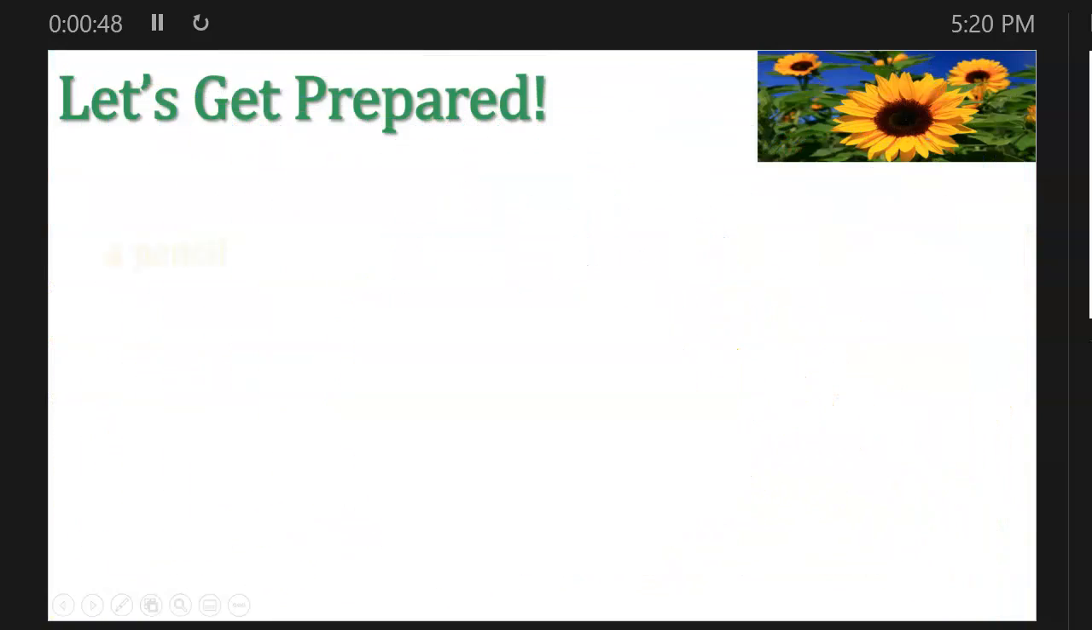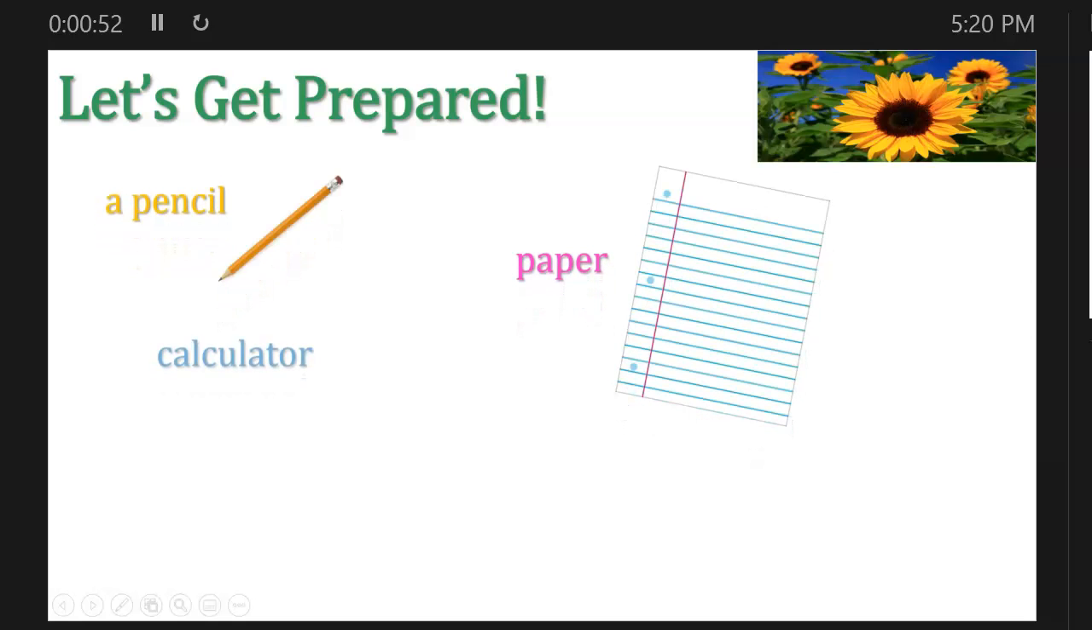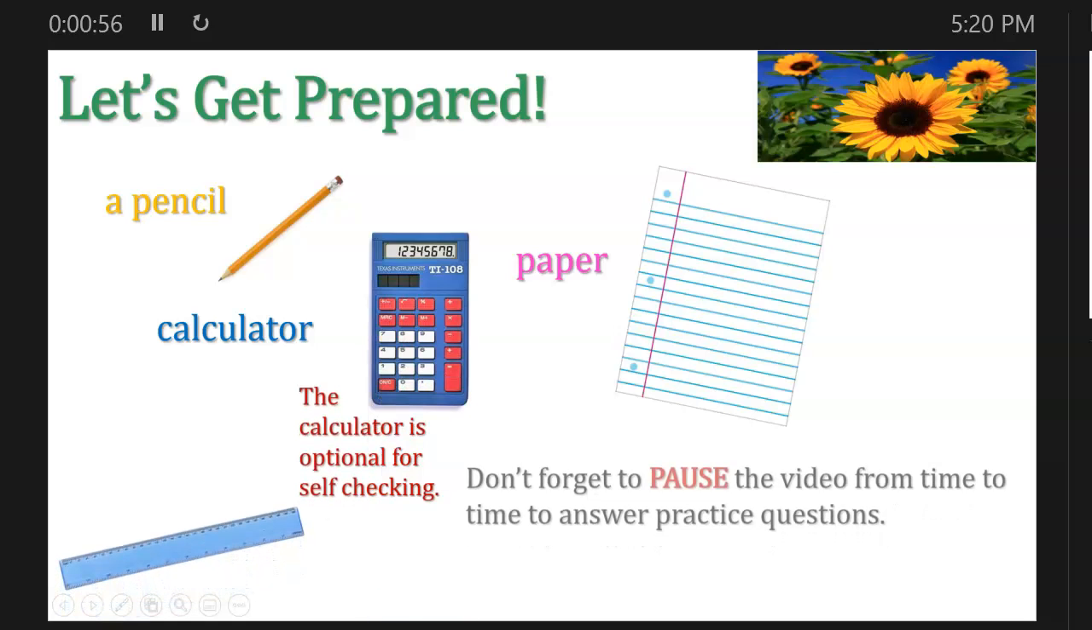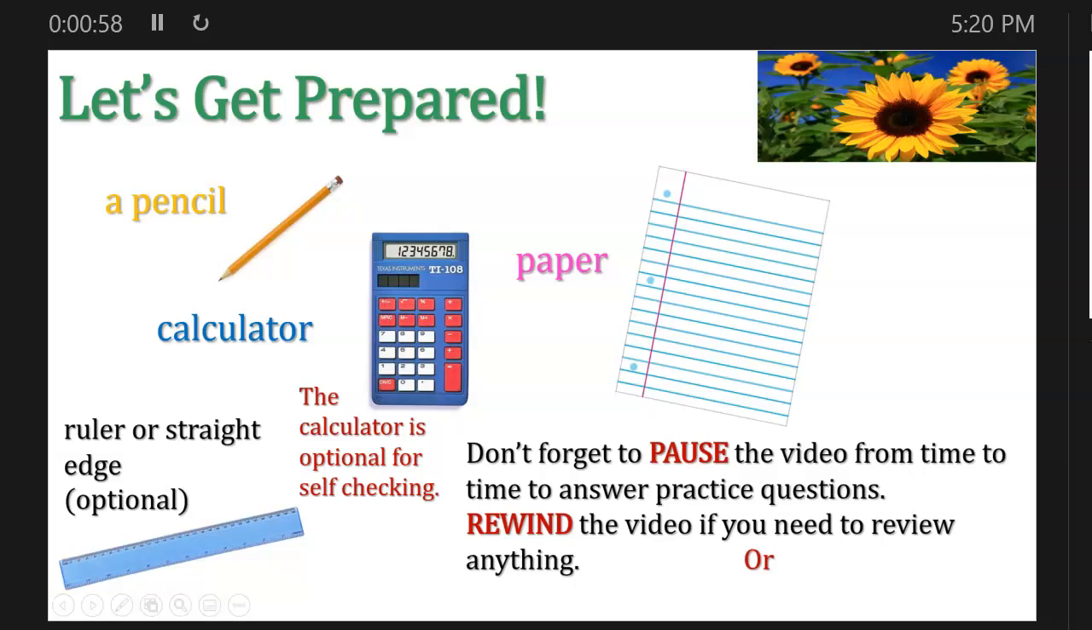Let's get prepared by getting our pencil ready with an eraser, some paper, and a calculator is optional for self-checking. And also the straight edge might be useful, but not required. Don't forget to pause the video from time to time to answer the practice questions, and rewind the video if you need to review anything before answering any of the questions.